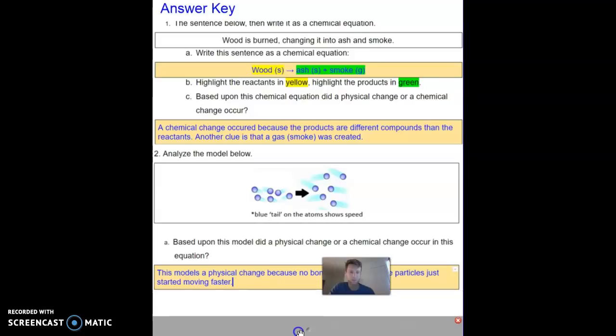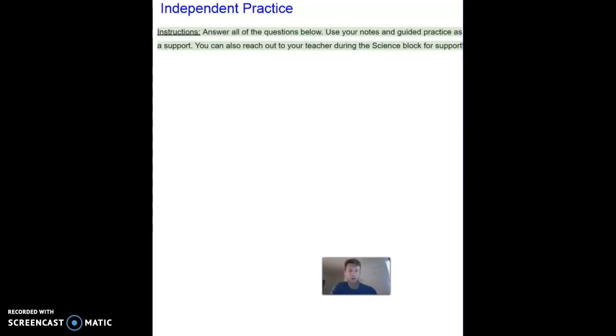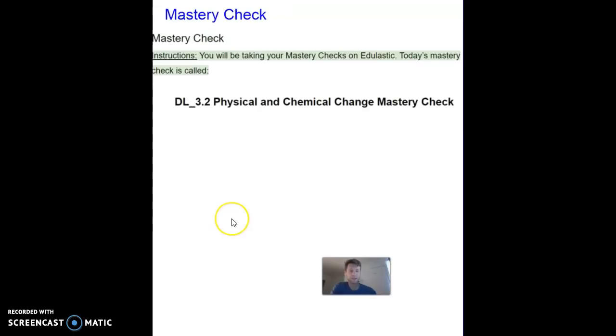Go ahead and total up your score. Okay? Out of 4 points, 1 point for the reactants, 1 point for the products, 1 point for saying the first one was a chemical change, and 1 point for saying the second model was a physical change. Move on to independent practice, and then make sure you finish up today with answering Mastery Check 3.2, Physical and Chemical Change in Edulastic. See you next lesson.